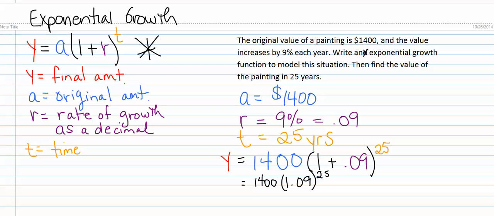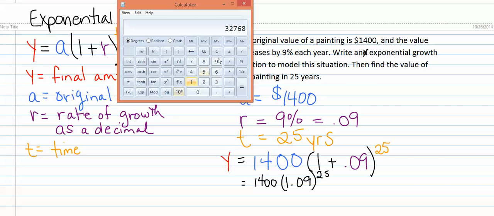So 1.09 raised to the 25th power is a pretty large number. And I'm going to times that. It's not really large, but it's a long decimal. I'm going to times that by 1,400. And then I will round it at the end.